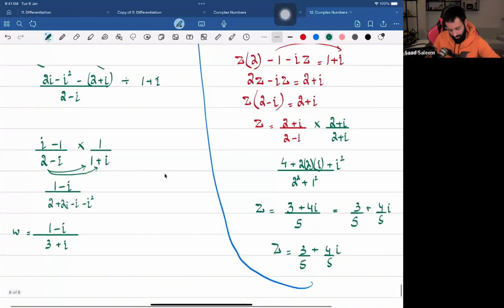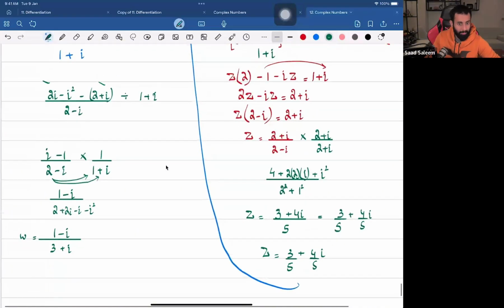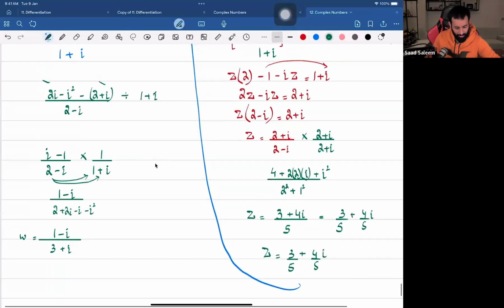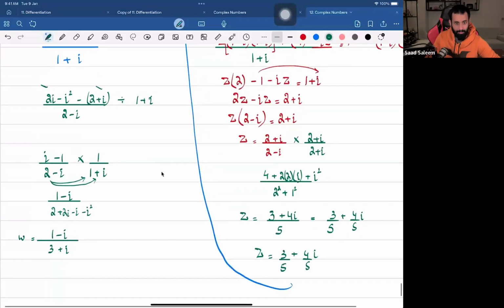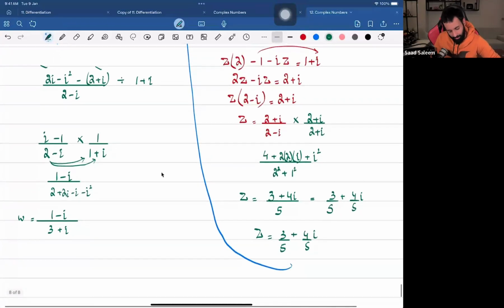Let me make sure that I've done everything correctly. Yeah, everything looks good so far. So what do we multiply it with? We multiply it by 3 minus iota, and we multiply this also by 3 minus iota. Why does iota minus 1 into 1 become 1 minus iota?